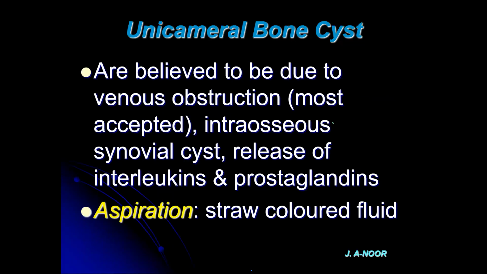They are believed to be due to venous obstruction, which is the most accepted theory, with release of interleukins and prostaglandins. If you aspirate the cyst, it's straw-colored, while if you aspirate an aneurysmal bone cyst, it's bloody. This is the second differential point. Due to loculations, the aneurysmal bone cyst is full of blood, while that of a unicameral bone cyst is straw-colored.